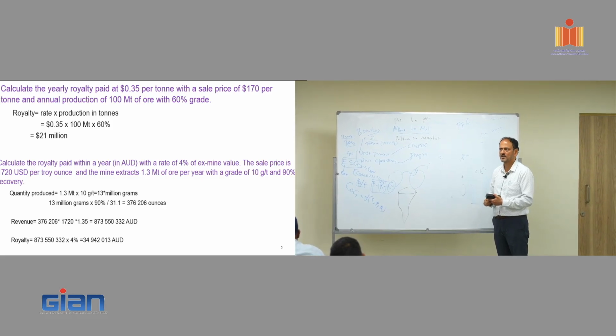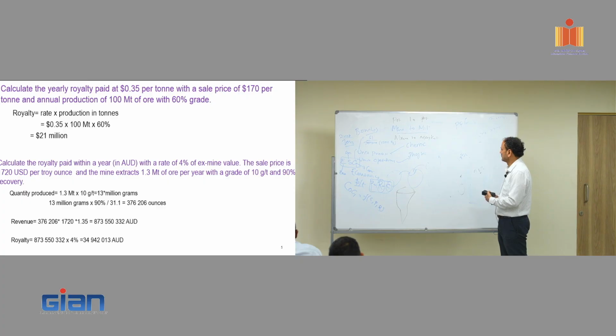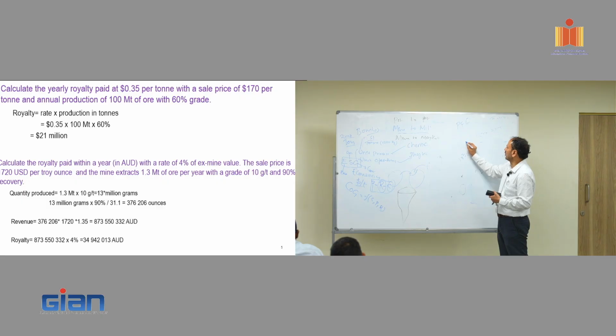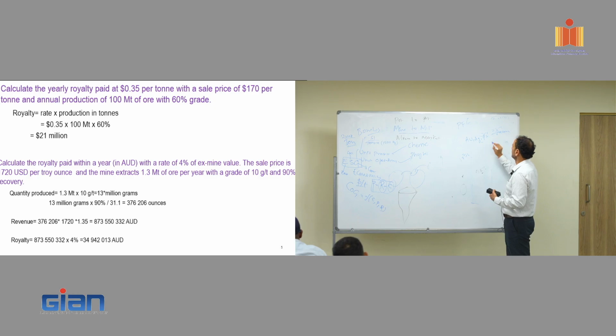Precious what? Gold, silver, platinum. Precious, yeah. How do you write gold? AU, AG, PT. So these are precious. And the other one is base metals. What are they?